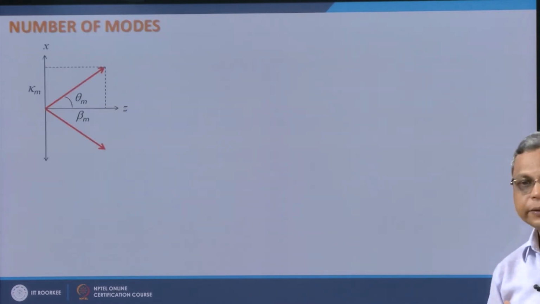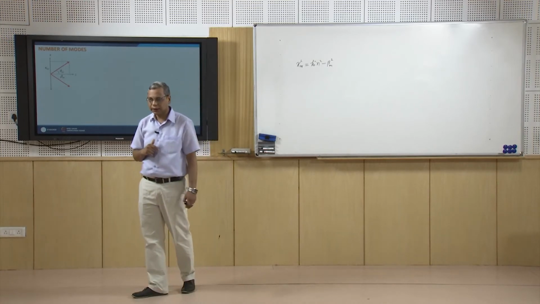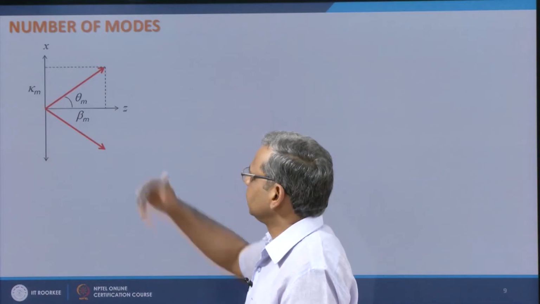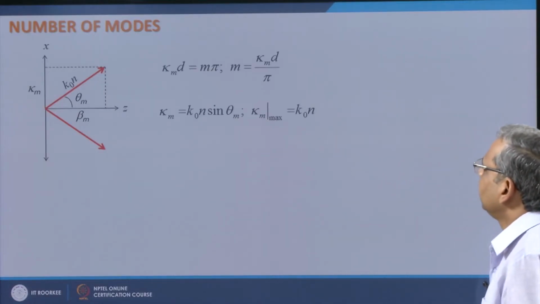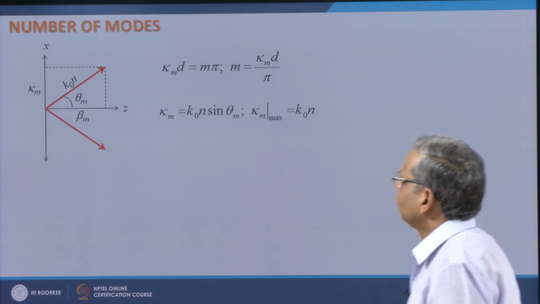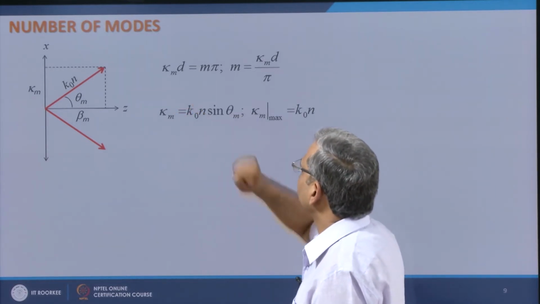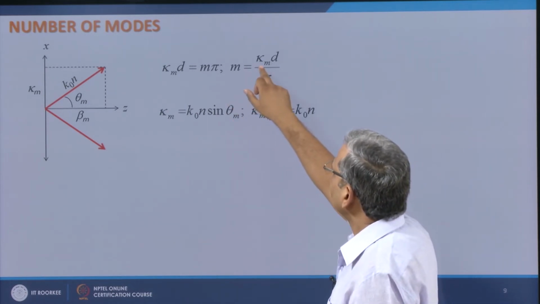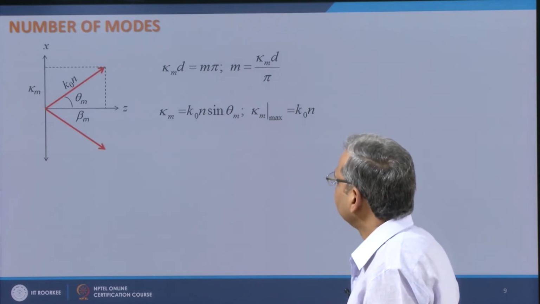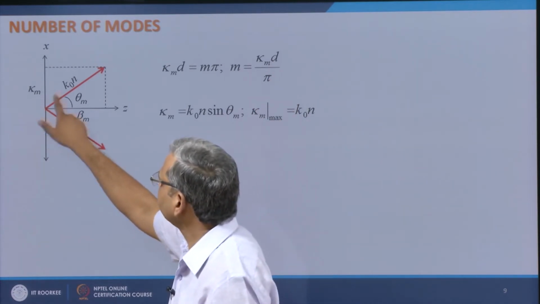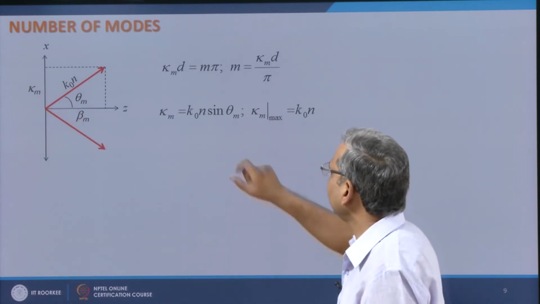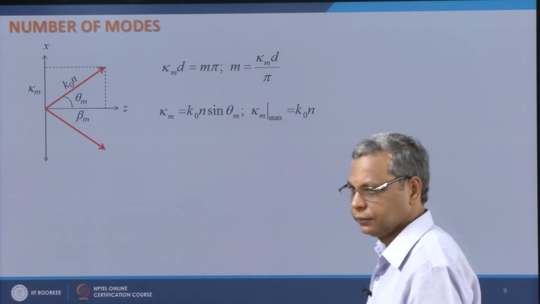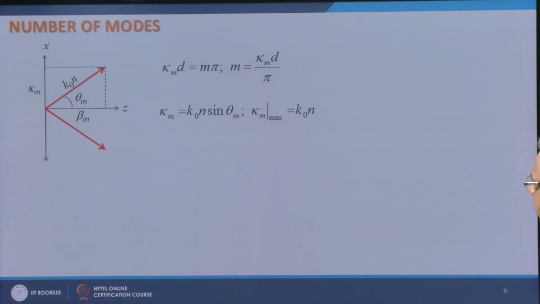How many modes are there for a given waveguide? Well, let me look at this picture again. From here I know that kappa m d is equal to m pi. So this m would be kappa m d over pi, and kappa m is nothing but k naught n sin theta m, and the maximum value of this would be k naught n, because the maximum value of sin theta is 1.